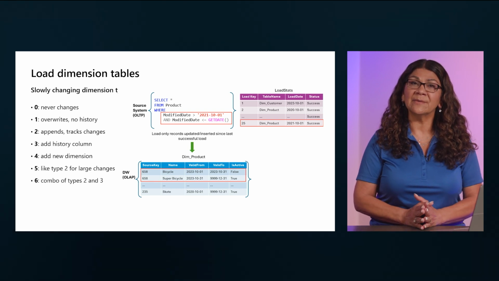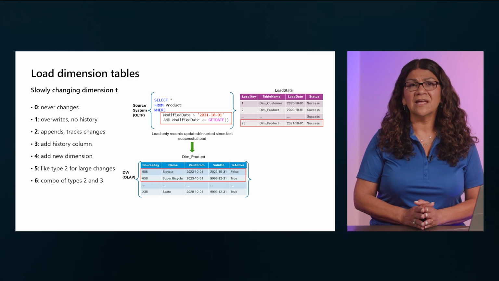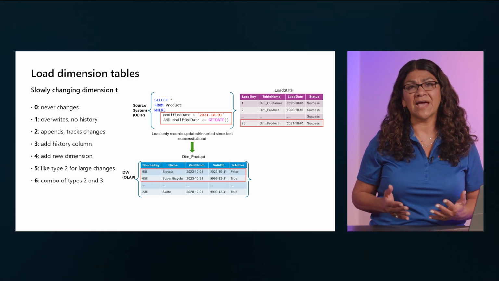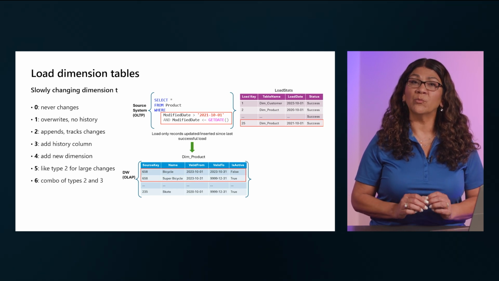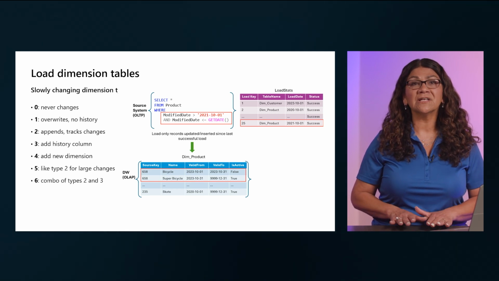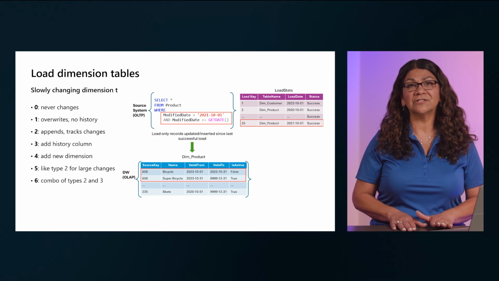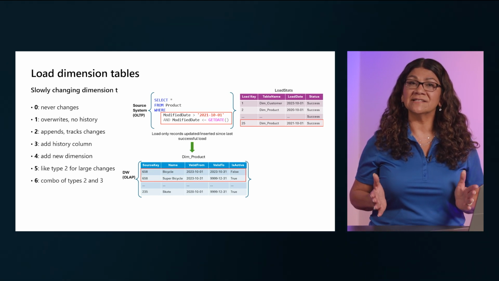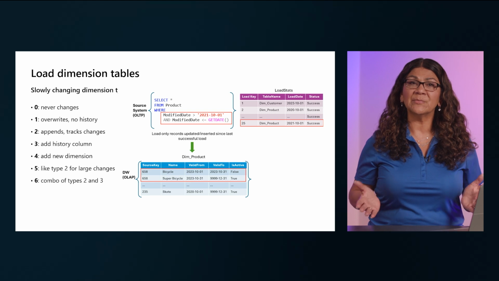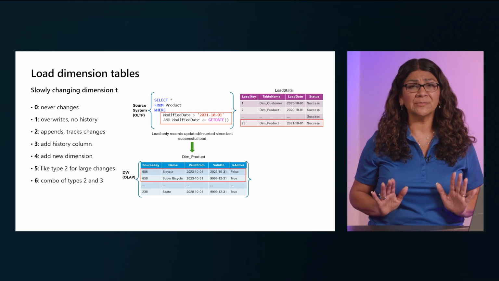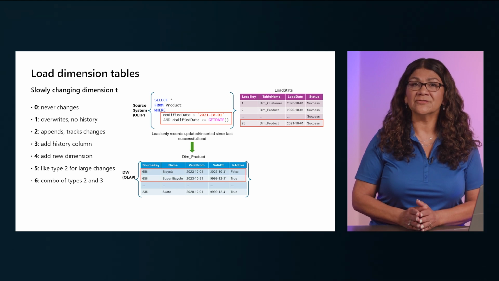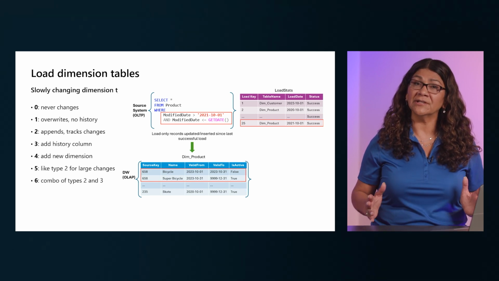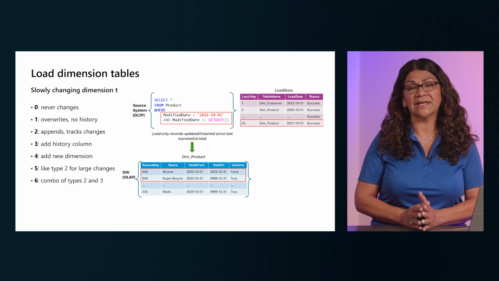There are several types of slowly changing dimensions, each with its own method for managing changes. The most frequently used are Type 1 and Type 2. Type 1 slowly changing dimensions overwrite existing data and don't keep a history, while Type 2 slowly changing dimensions add new records for changes and keep a full history for a given natural key.